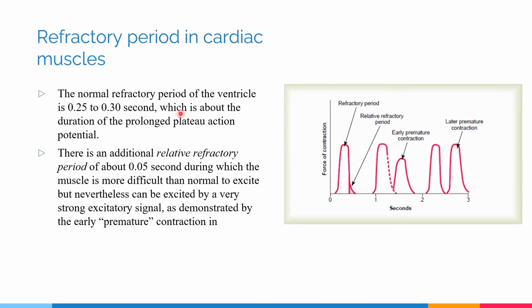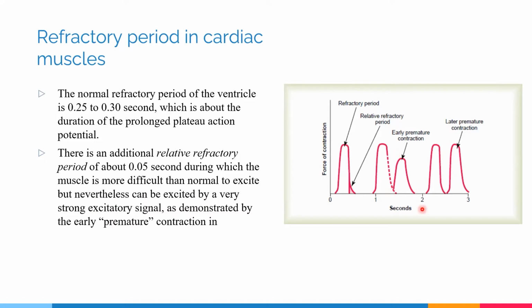The normal refractory period of the ventricle is 0.25 to 0.30 seconds, which is about the duration of the prolonged plateau action potential. So until the plateau is over and the membrane potential drops back to the initial resting levels, we will not be able to reinitiate an action potential, and this is the refractory period, which is shown right here. There is another additional relative refractory period of about 0.05 seconds, during which the muscle is more difficult than normal to excite, but nevertheless can be excited by a very strong excitatory signal, which is demonstrated by the early premature contraction shown right here.